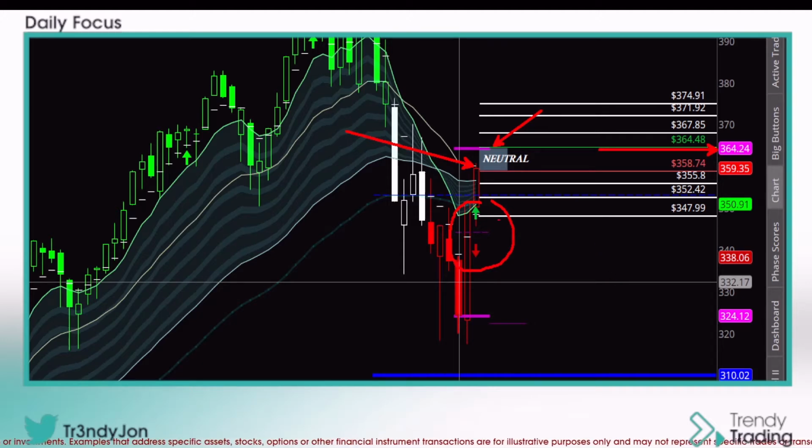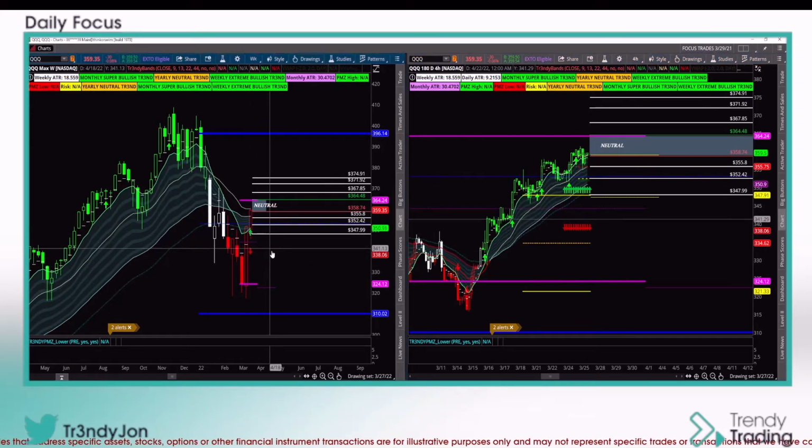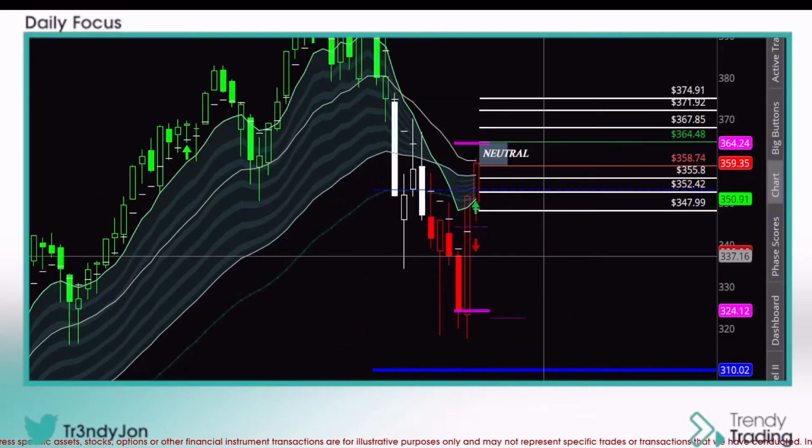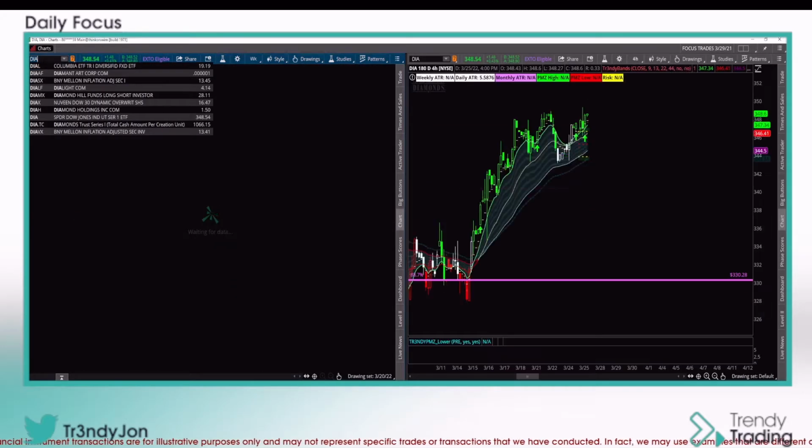All right. Your support going into this week is going to be that trendy edge, which is in the middle of the cloud. All right. And it's that blue dotted line here. So it's at or around 352. That's your support. All right. Let's go ahead and go into DIA and IWM. This one will be really quick.